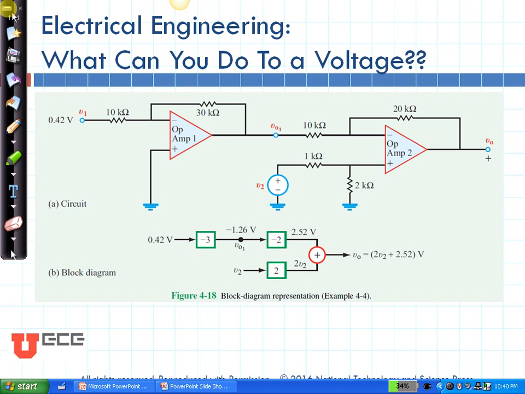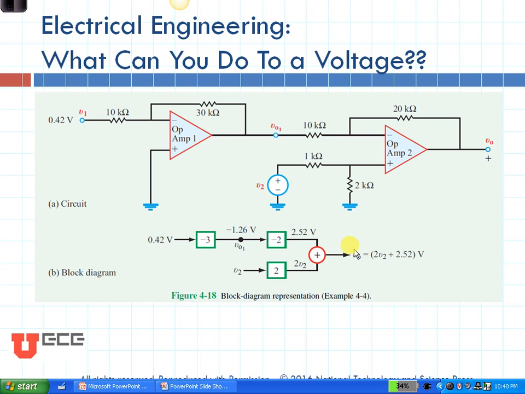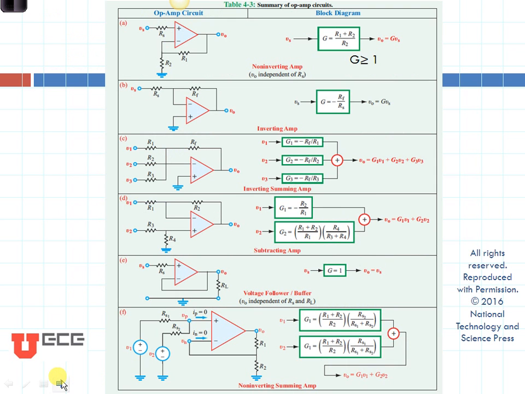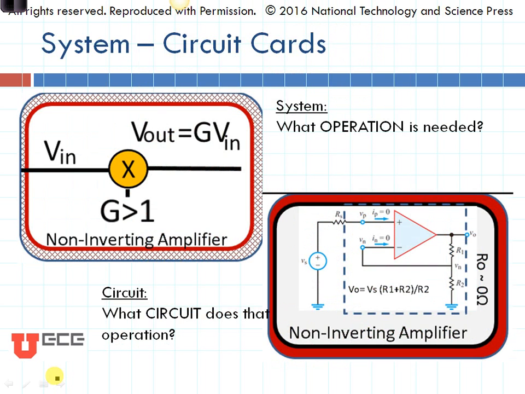Now let's go back to our original problem, and suppose that we want to design our output voltage to be a linear combination of our input voltage and a constant. Refer to Table 4-3 in your book, and this will show you various op-amp circuits that you already know how to design. Inverting summers, non-inverting summers, inverting and non-inverting amplifiers, subtracting amplifiers, and voltage followers or buffers. And let's figure out how to use these to design the systems that we want to build.